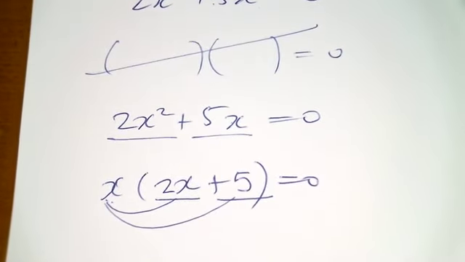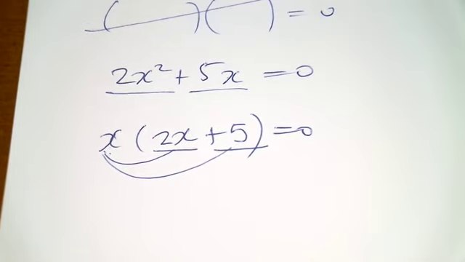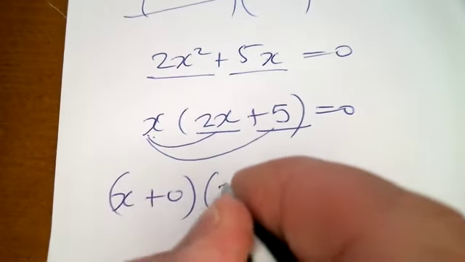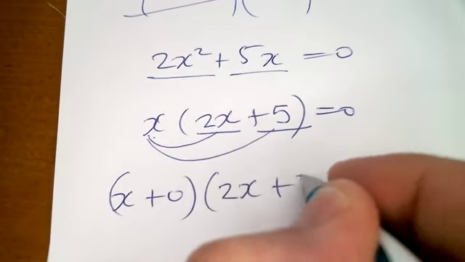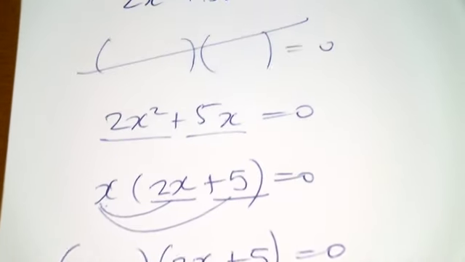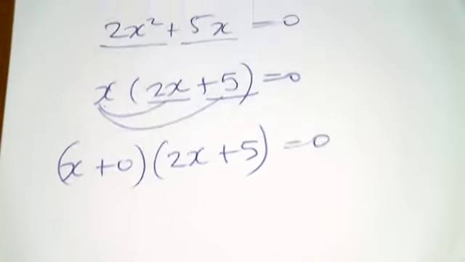Now, I did mention you could have it in two brackets if you wanted, because brackets only mean you treat them as one thing. And really, if we were going to do that, it would be x plus 0 times 2x plus 5 is equal to 0. That's really what that means. And that's what I mean when I said you could do it like this if you wanted. But let's treat it like that for a moment.